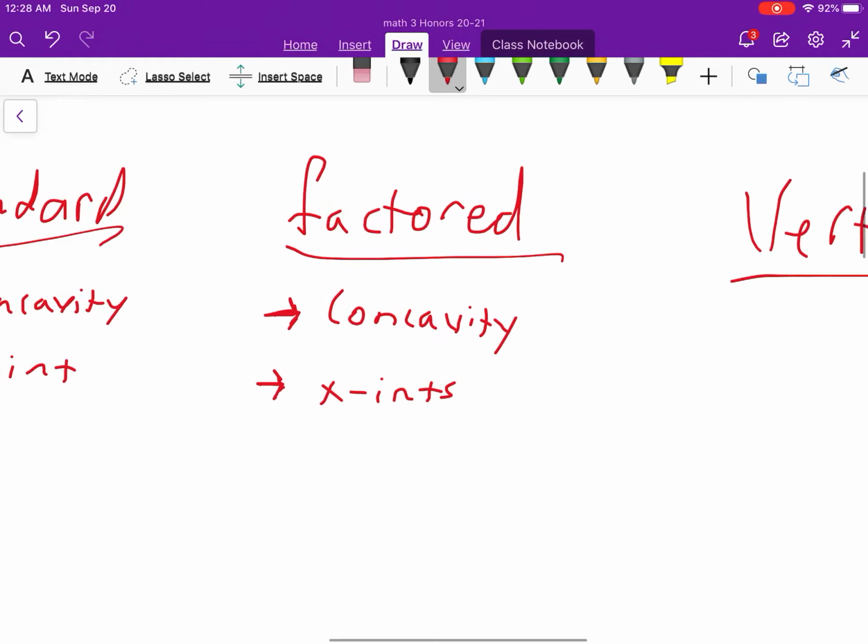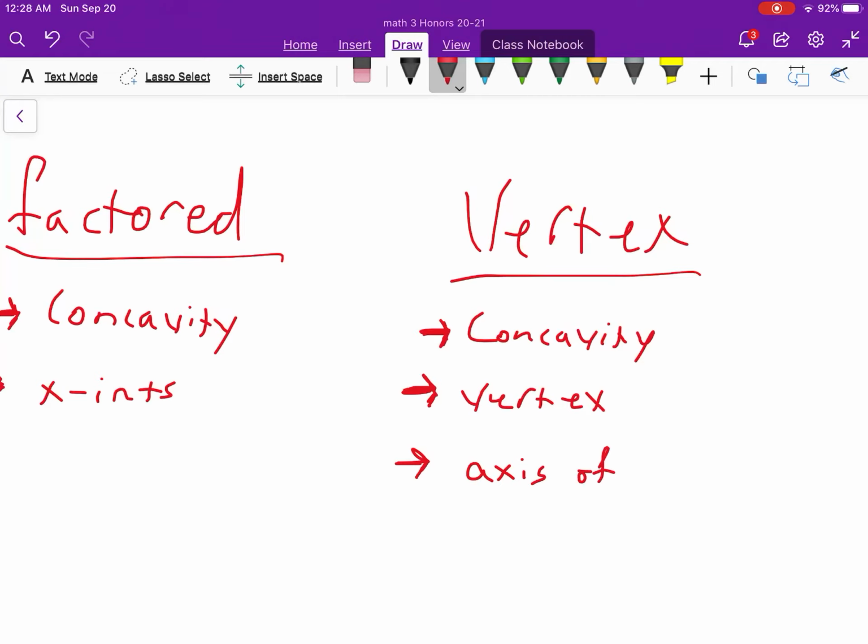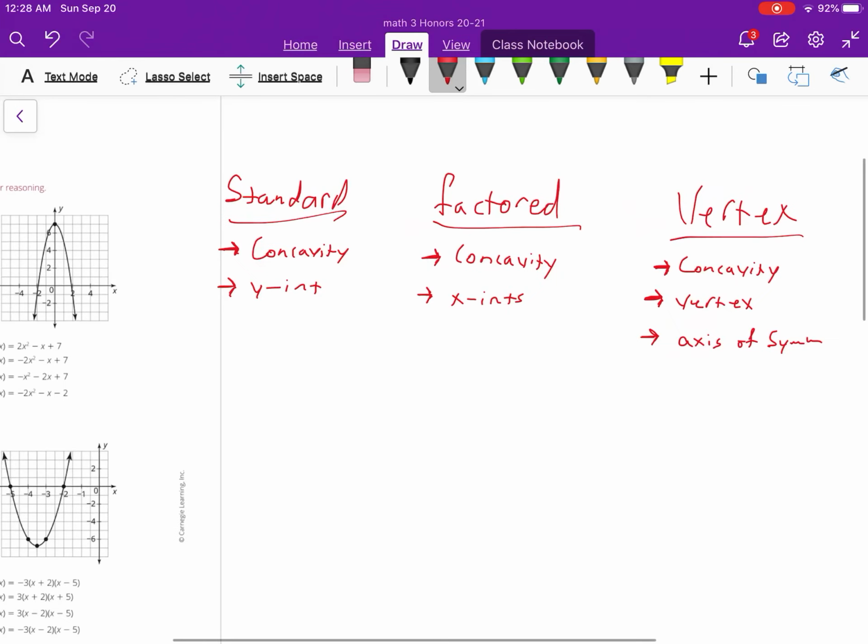Finally, we have vertex form, in which you can find three things. We're going to mainly talk about one thing, but you can find concavity, the vertex, and because you know the vertex, you can also find the axis of symmetry. Those are the key features you can find from each form.